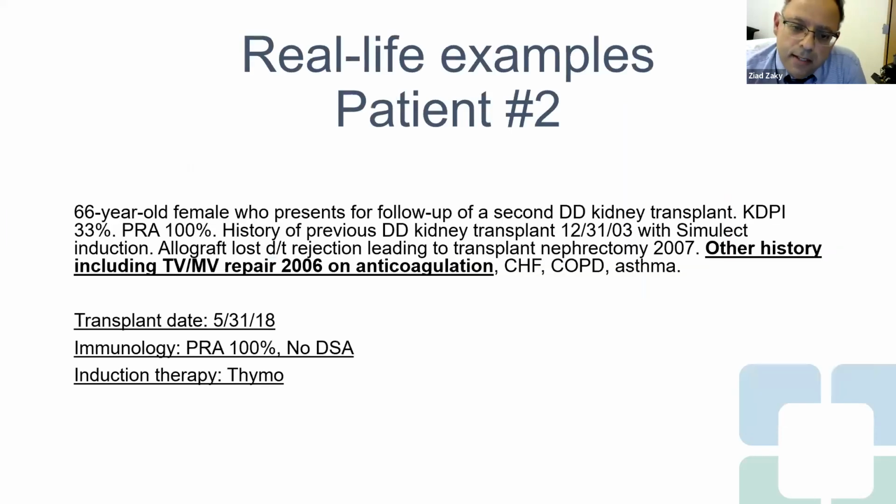Another case. This is a 66-year-old. Again, this is her second transplant. She has a very high PRA of 100%. The problem is that she has tricuspid and mitral valve repair, and she's on anticoagulation. So in those cases, we typically don't do surveillance biopsy because you have to stop and reverse anticoagulation.